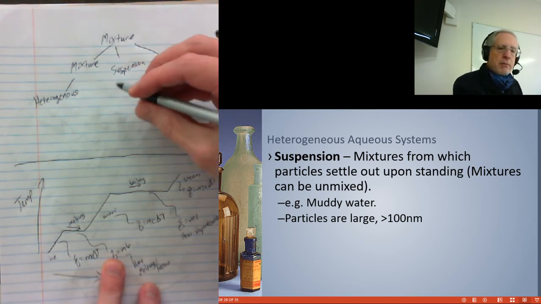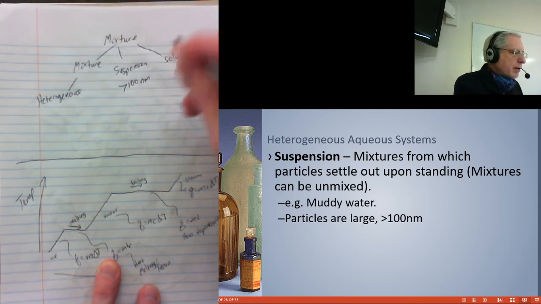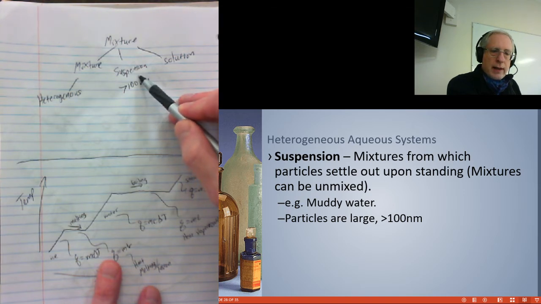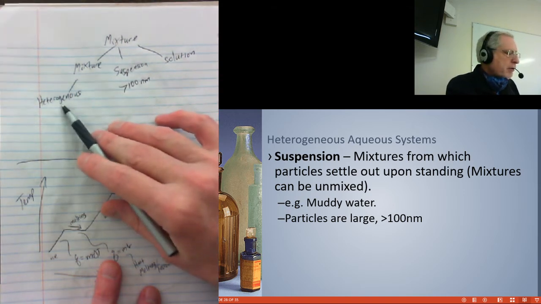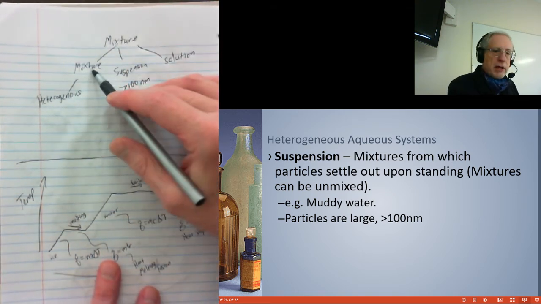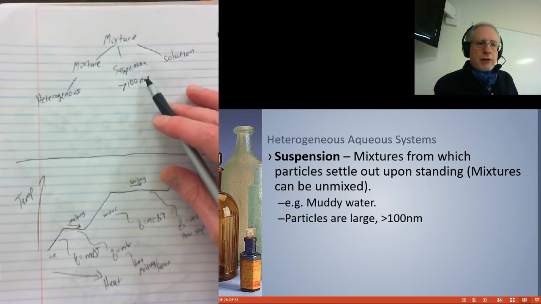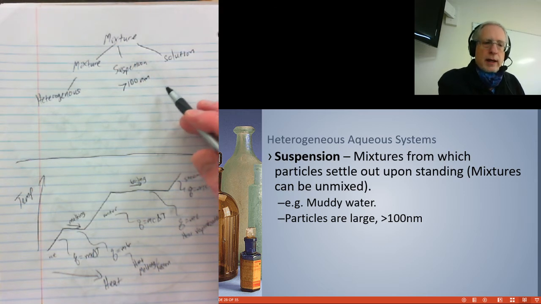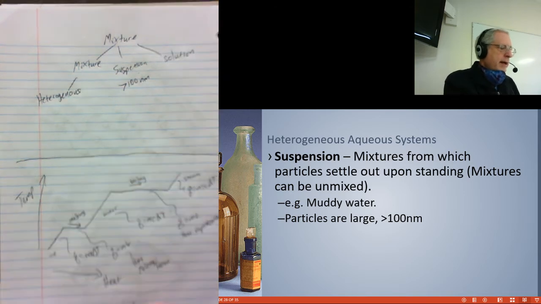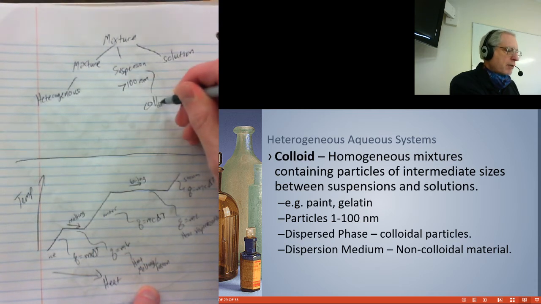An example there is muddy water. If the particles are greater than 100 nanometers, it's a suspension. All right? If the particles are so big that you can physically separate them easily, we don't even call it a suspension anymore. It's just a heterogeneous mixture. Suspensions are mixtures that can be unmixed, like muddy water. Okay. Now there's another type of suspension called a colloidal suspension.